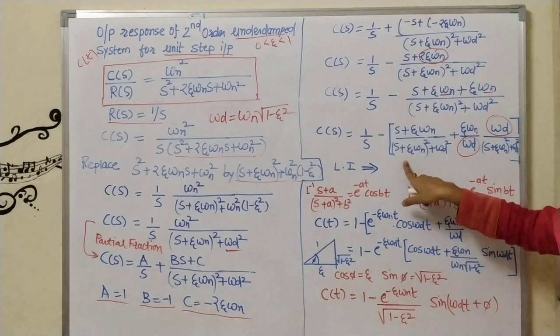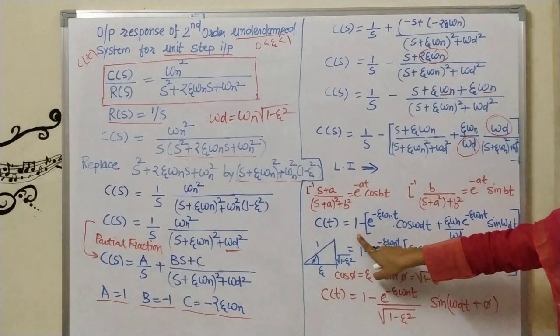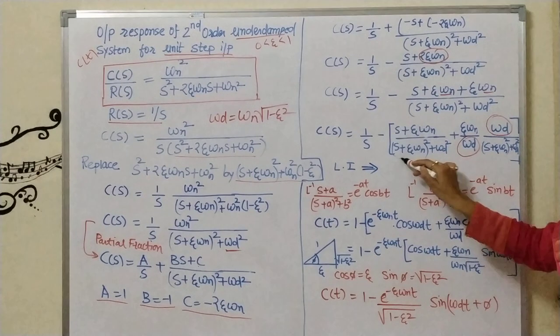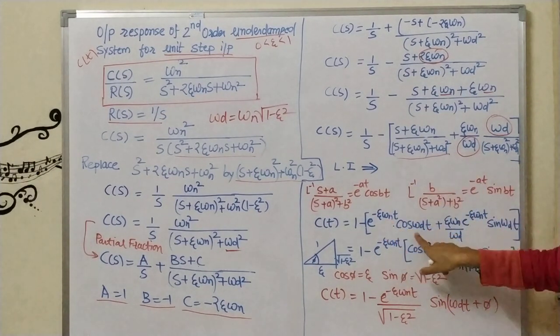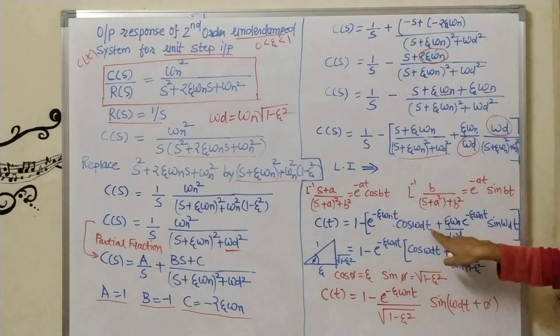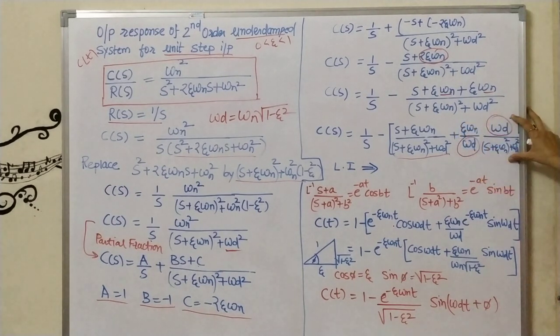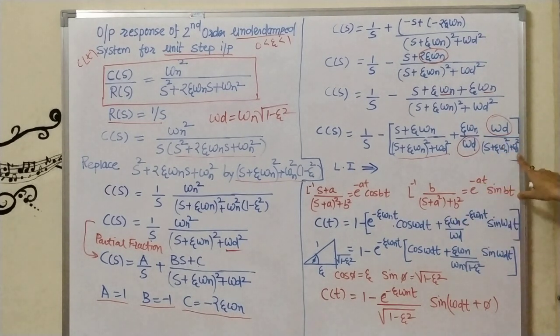Now look at this. Here I have taken Laplace inverse, so Laplace inverse of 1 by s is 1, okay, minus e to the power, this first term after taking Laplace, e to the power minus zeta omega nt cos bt. So what is b? B is nothing but omega d. So cos omega dt plus, look at this. Here this term is zeta omega n upon omega d. It will be as it is. This term is nothing but b upon s plus a square plus b square.